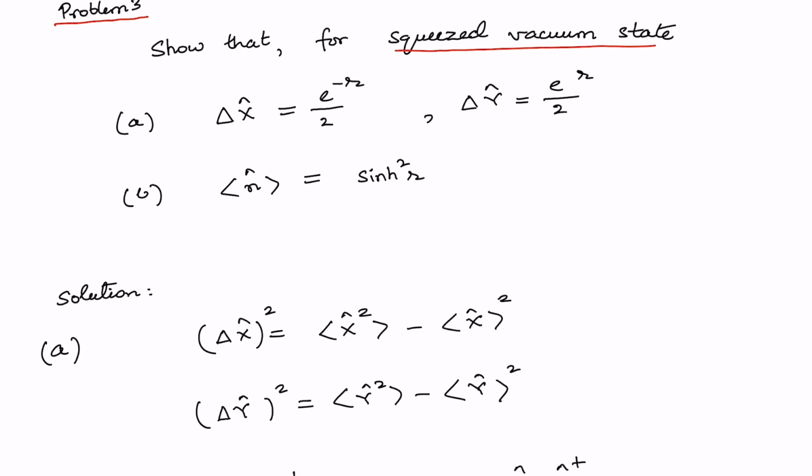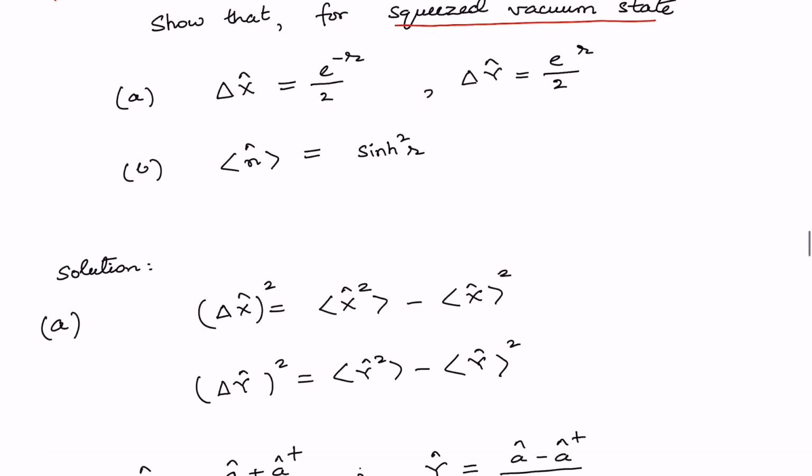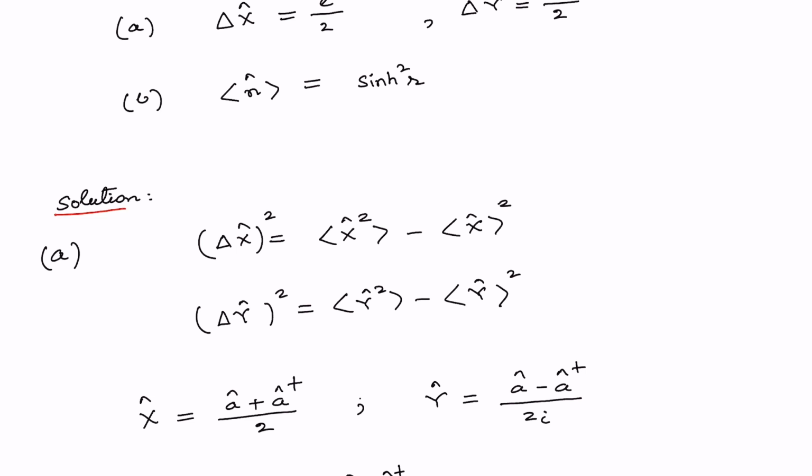And in the second problem you are also asked to show that the expectation value of the photon number, or the number of quanta, is equal to sine hyperbolic square r, and this expectation value you have to calculate in the squeezed vacuum state. So let's work it out. The solution will go like this.